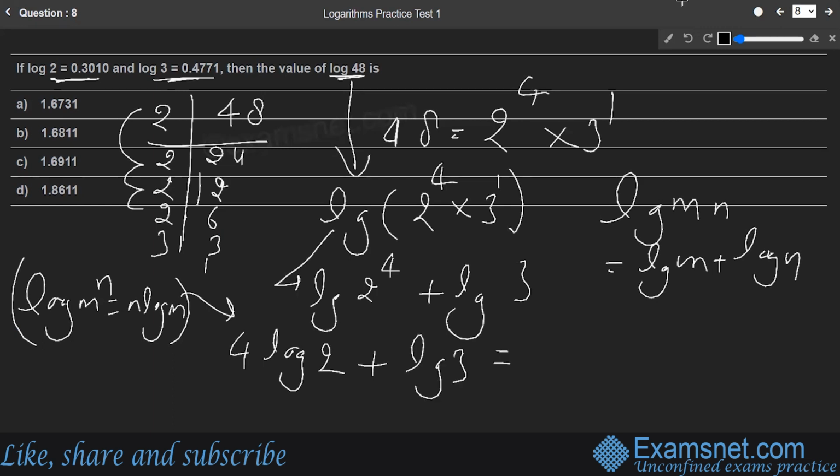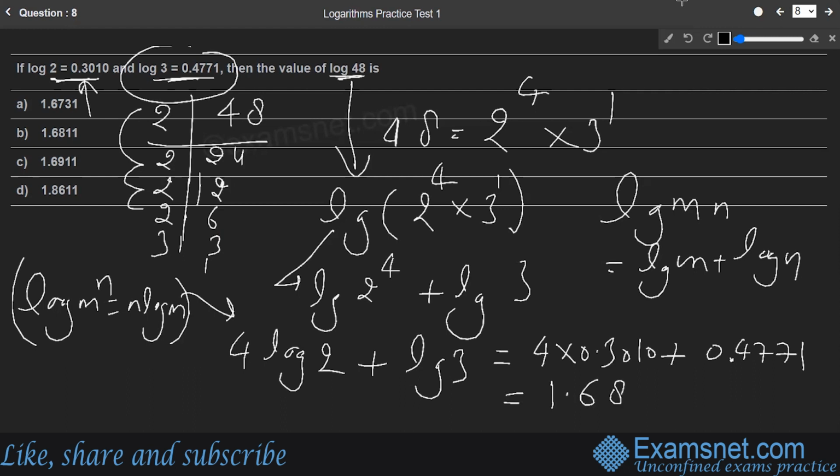If we solve this, what is the log 2 value? Log 2 value is already given in the question, 0.3010. So we can write it like 4 into 0.3010, plus log 3 value is also given, that is 0.4771. So these are the values that we get. Now we are simply supposed to apply BODMAS and get the answer. If you apply this, 4 into 0.3010 plus 0.4771, the final value comes out to be 1.6811. So that is the final answer, which is available in option number B, and is the right answer for us.